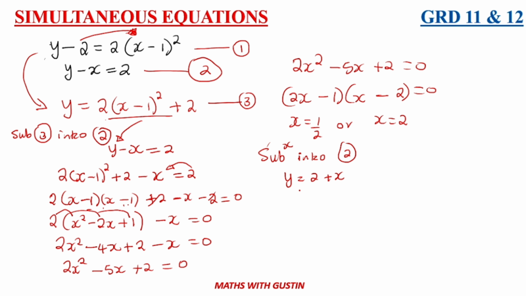Okay, so now what happens when x is equal to half here? Y will be equal to, this is when x is equal to half, 2 plus half, which is going to give us y is equal to 5 over 2. Okay, and therefore what else can we do here? When x is equal to 2, what happens to our y? Our y simply becomes 4. Right, and then you can go ahead and do the check.